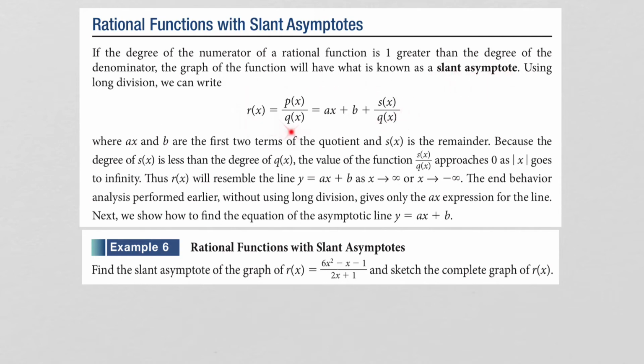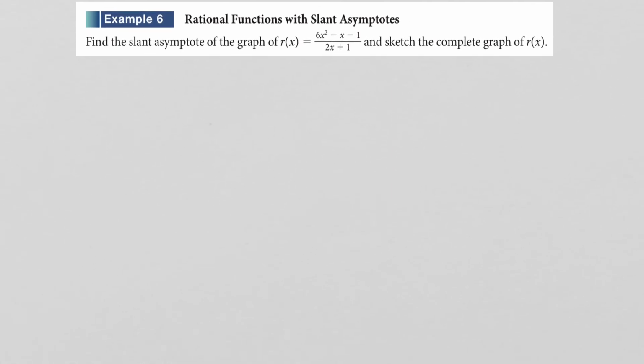Now, here's what it means in long division. So we'll talk about this when we do an actual example. And then what happens when you have a slant asymptote is that the rational function will get closer and closer to that line as x gets larger in the positive direction or as x gets larger in the negative direction. So let's go ahead and take a look at this example here. For this function, I want you to notice that the degree of the numerator is 2 and the degree of the denominator is 1. So the degree here is exactly 1 larger than the degree here.